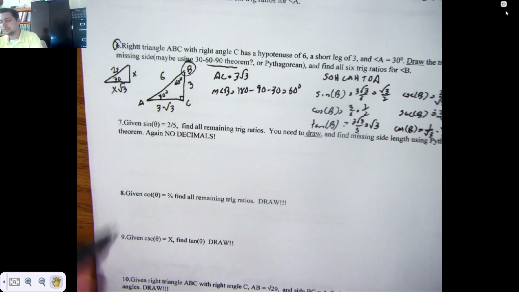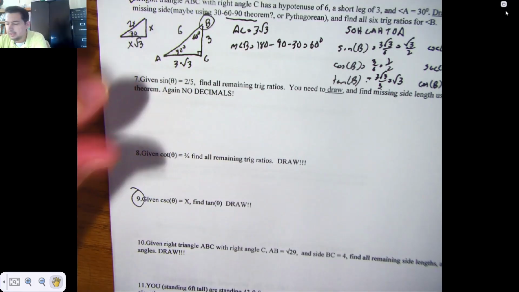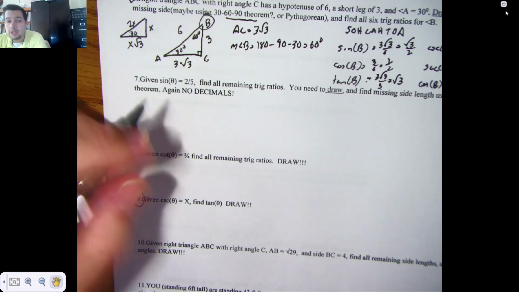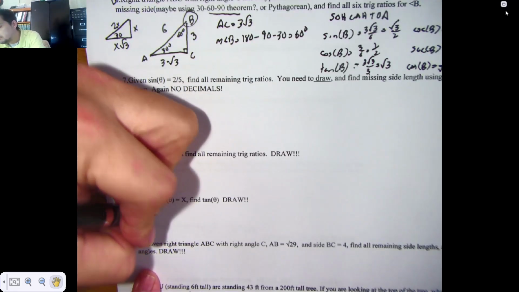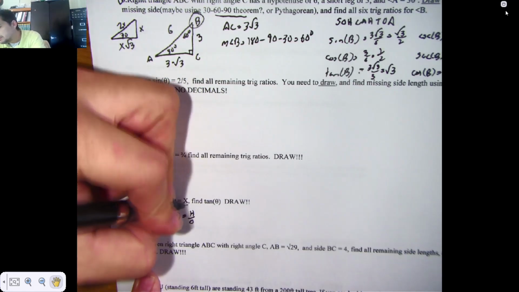All right, next up will be number 9. Given cosecant of theta is x. Cosecant ratio is hypotenuse over opposite. I'm going to put that x over 1.